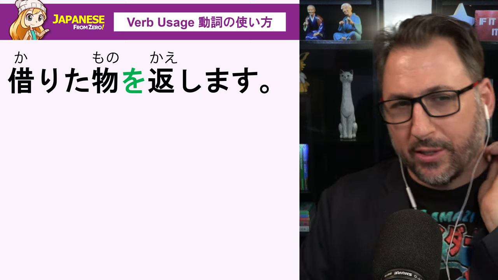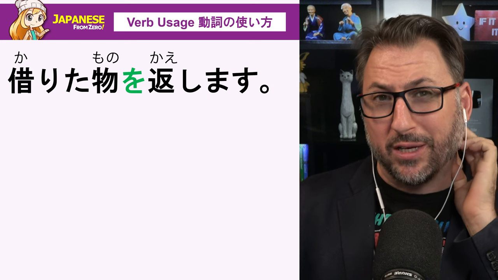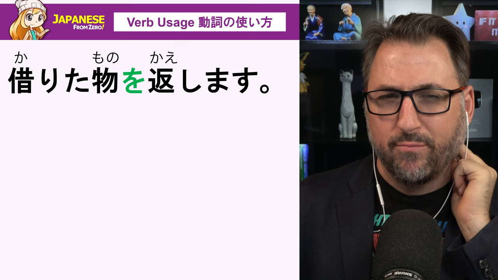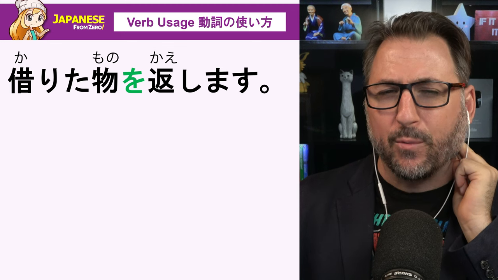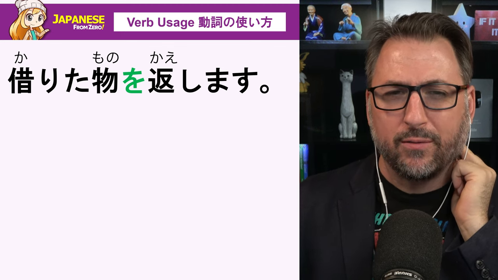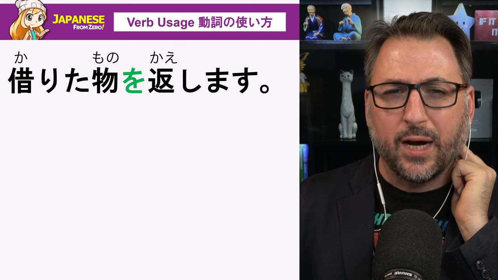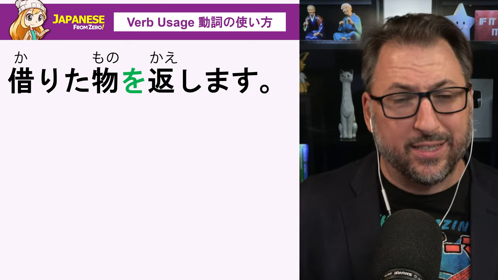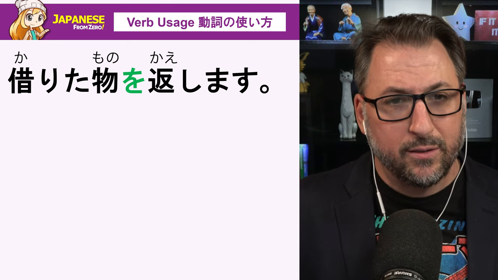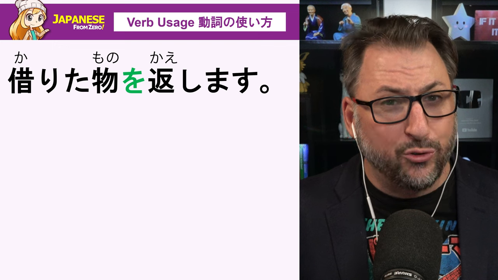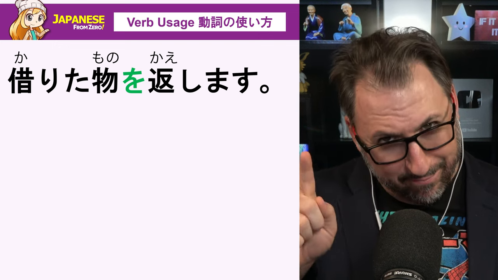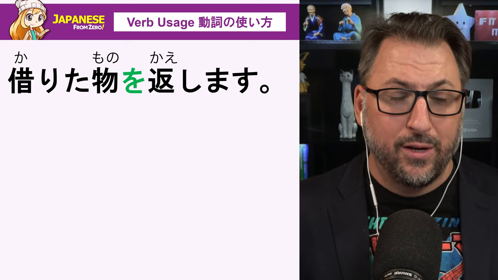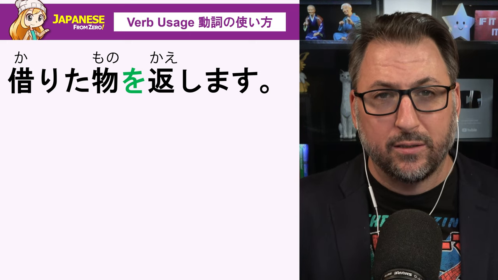借りたものを返します. Now, I want you to think hard about this one because we've got two verbs in here. What does this mean? 借りたものを返します. What are we doing? What's the main verb that we're doing? The main thing we're doing is going to be at the end of the sentence, the verb at the end of the sentence. The thing that we're going to do that thing with, marked by the O. Everything before the O is that object, okay?